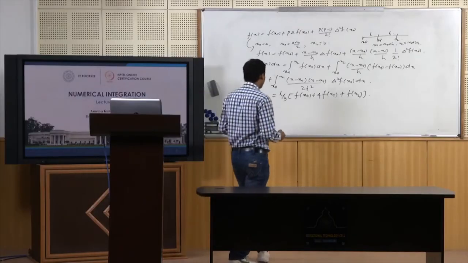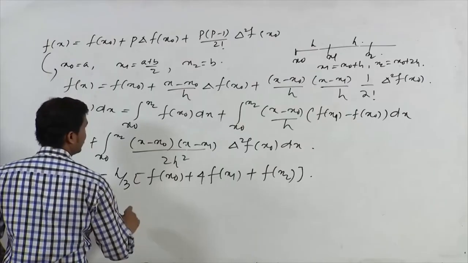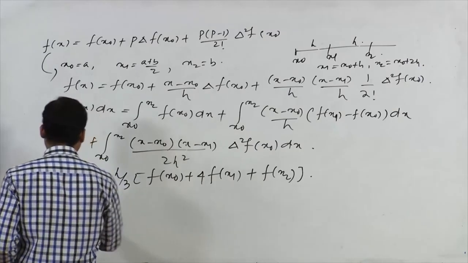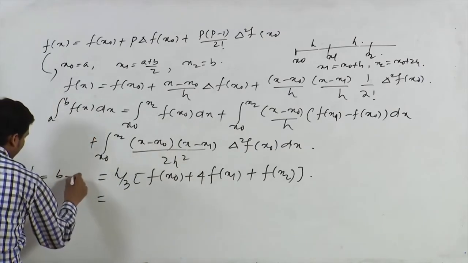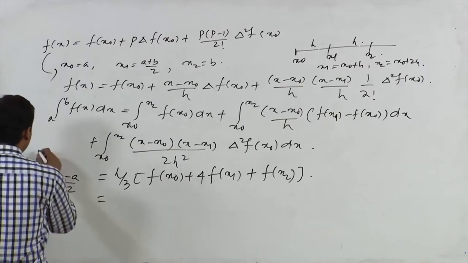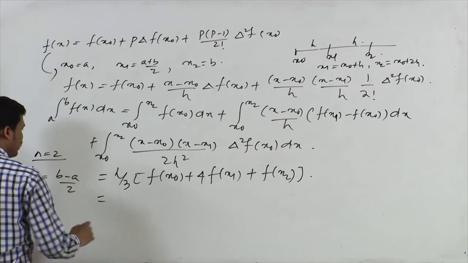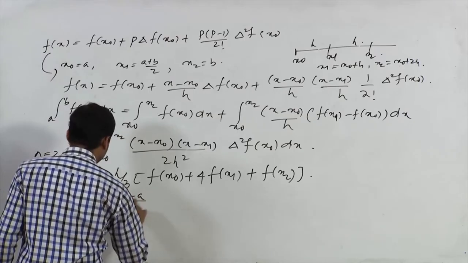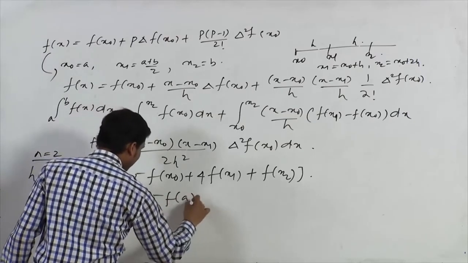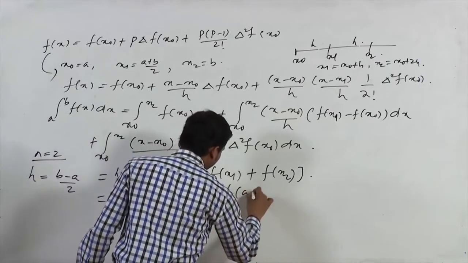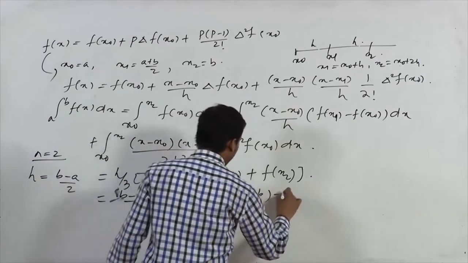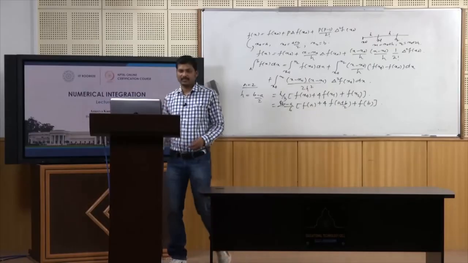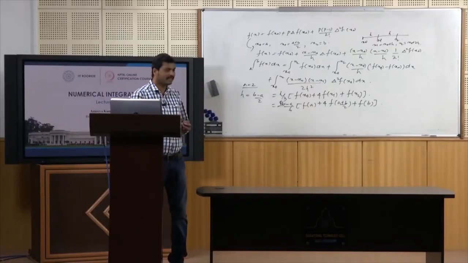And directly we can also write, since h is expressed here as b minus a by 2, since n is 2 here. So, we can write this as b minus a by 6 times f of a plus 4 f of (a plus b) by 2 plus f of b. In terms of a and b, this formula can be represented in this form. This is called the 1 by 3 Simpson's rule.